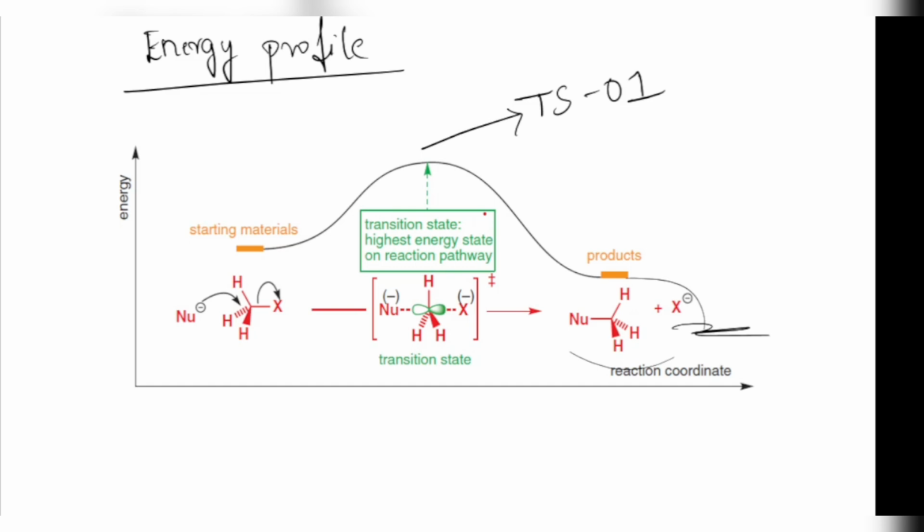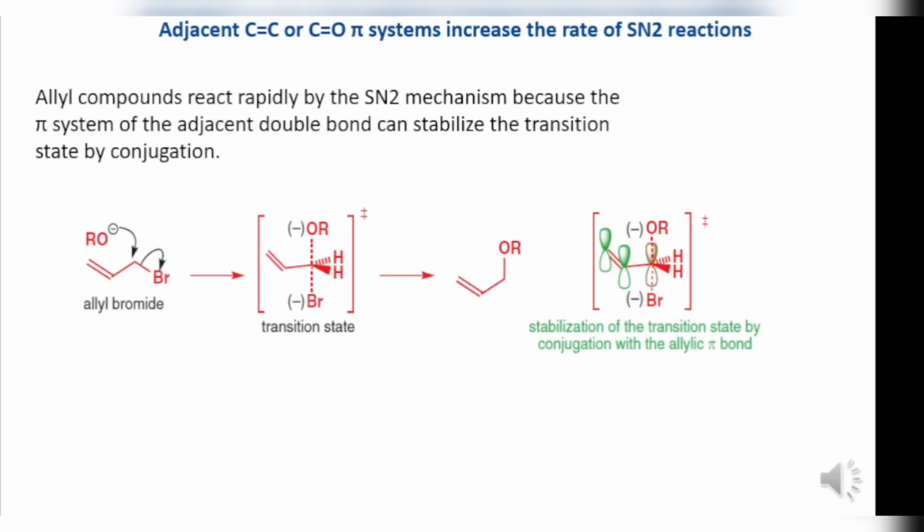Then we'll move on to the next thing. Suppose an adjacent carbon-carbon double bond or a carbon-oxygen carbonyl pi system is present; it increases the rate of the SN2 reaction. But how?